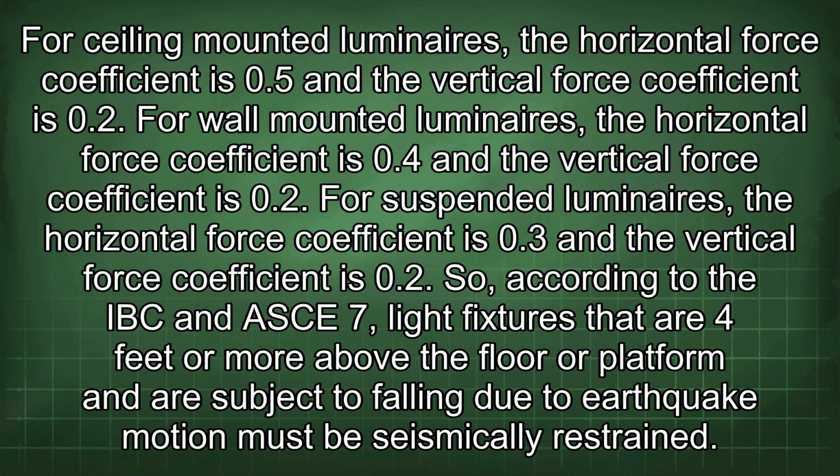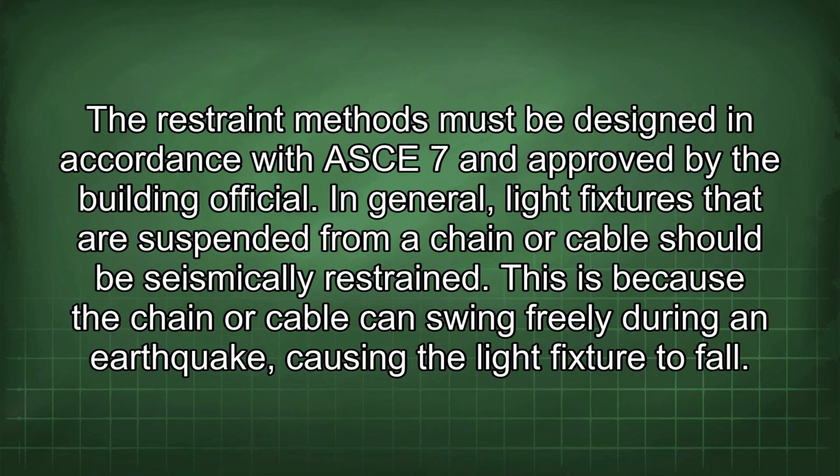So, according to the IBC and ASCE 7, light fixtures that are 4 feet or more above the floor or platform and are subject to falling due to earthquake motion must be seismically restrained. The restraint methods must be designed in accordance with ASCE 7 and approved by the building official. In general, light fixtures that are suspended from a chain or cable should be seismically restrained. This is because the chain or cable can swing freely during an earthquake, causing the light fixture to fall.